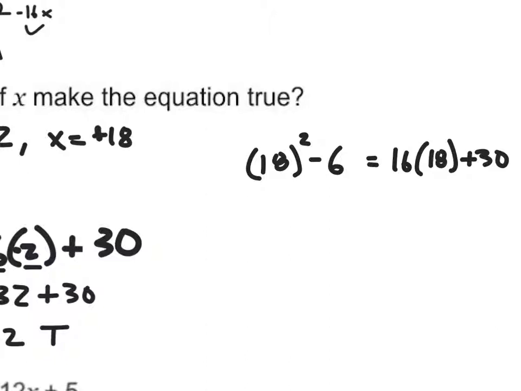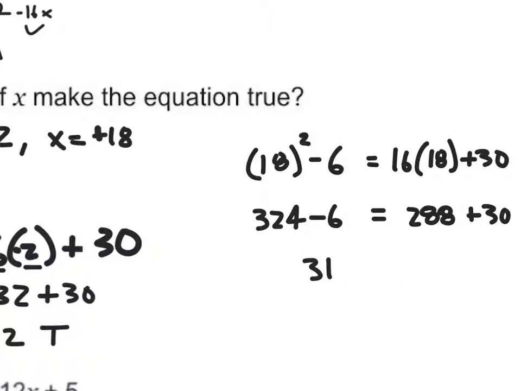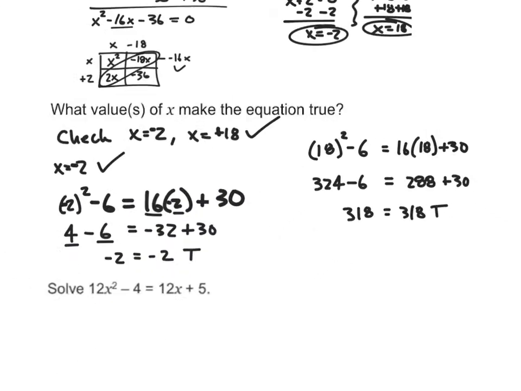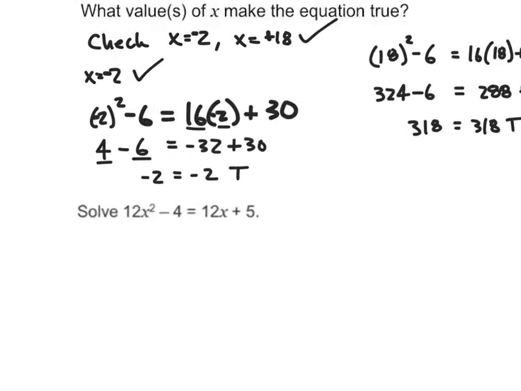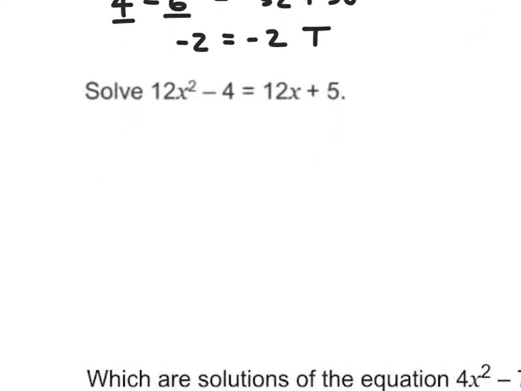Now, 18 squared is 18 times 18, which is 324, okay, minus 6. 16 times 18 is going to give us 288, and then plus 30. Okay, so 324 minus 6 is going to give us 318, okay, and then 288 plus 30 also gives us 318. Okay, so that's a true statement, so this also works. Okay, so that's how we can verify if our equations are true or not, okay, if we have the right solutions. All right, let's go ahead and solve this guy.